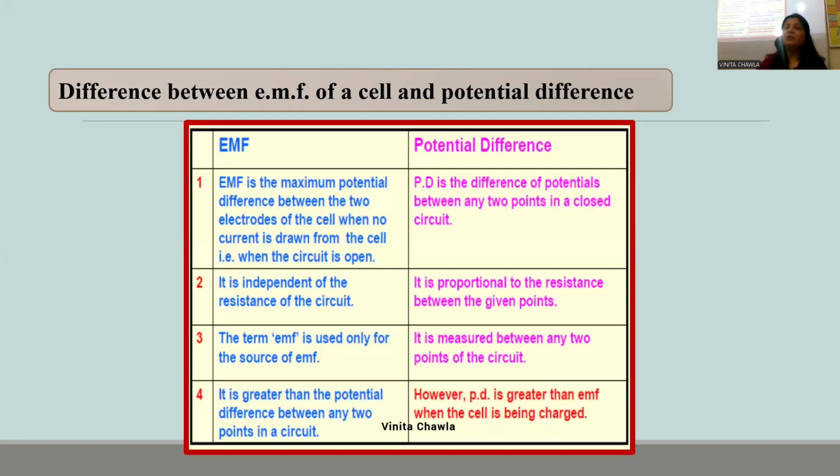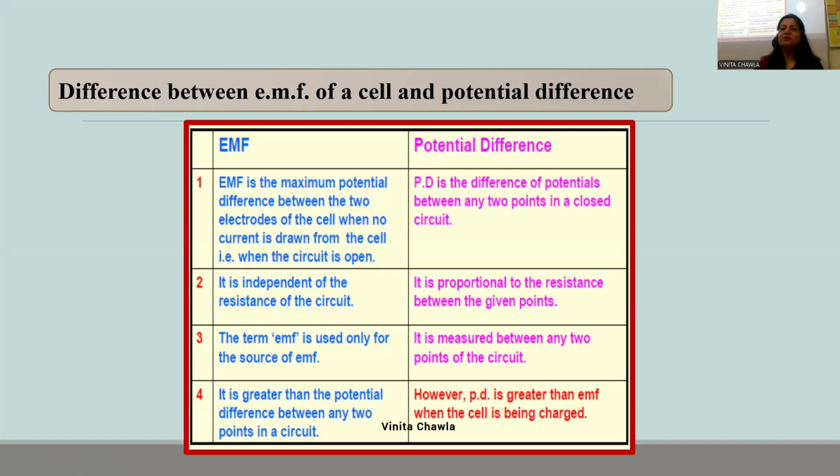What are the differences between EMF of a cell and potential difference? First, EMF is the maximum potential difference between the two electrodes of a cell when no current is drawn from the cell. It is the maximum potential difference. When no current is drawn from the cell, I is zero, है ना? When the circuit is open, V is equal to E. That's the maximum potential difference.